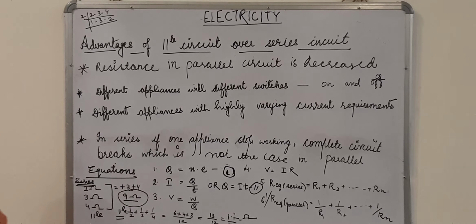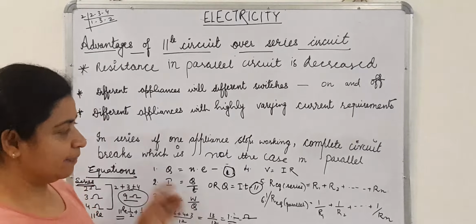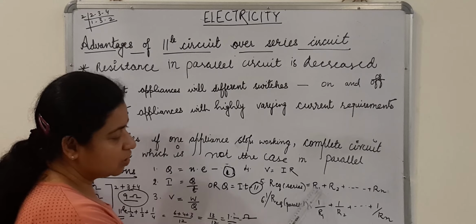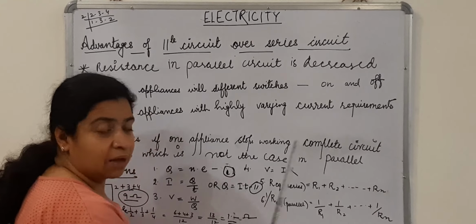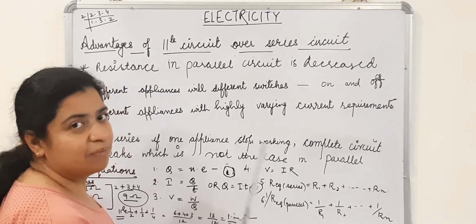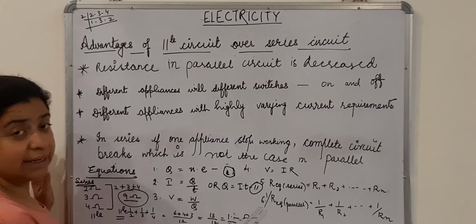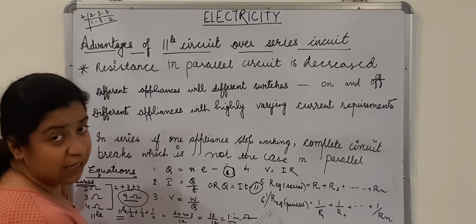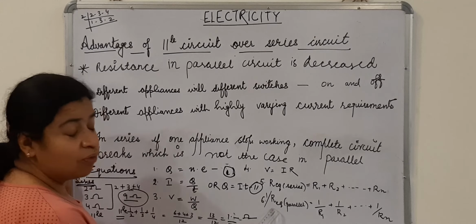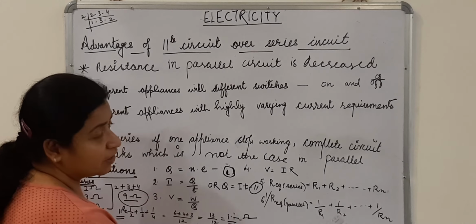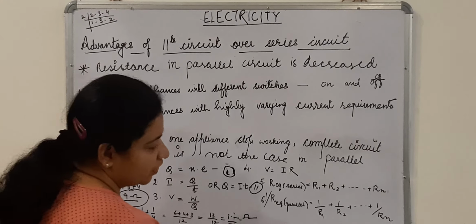Then we did how to calculate the equivalent resistance when a number of resistances are connected in series. Here is the formula: equivalent resistance is equal to the sum of the individual resistances, R1 plus R2 plus R3, up to n. N can be any number, like 3, 4, 5, 6, 7, 8, 9, 10. And in case of a parallel circuit, how do we find the equivalent resistance? The reciprocal of the equivalent resistance is equal to the sum of the reciprocals of the individual resistances.